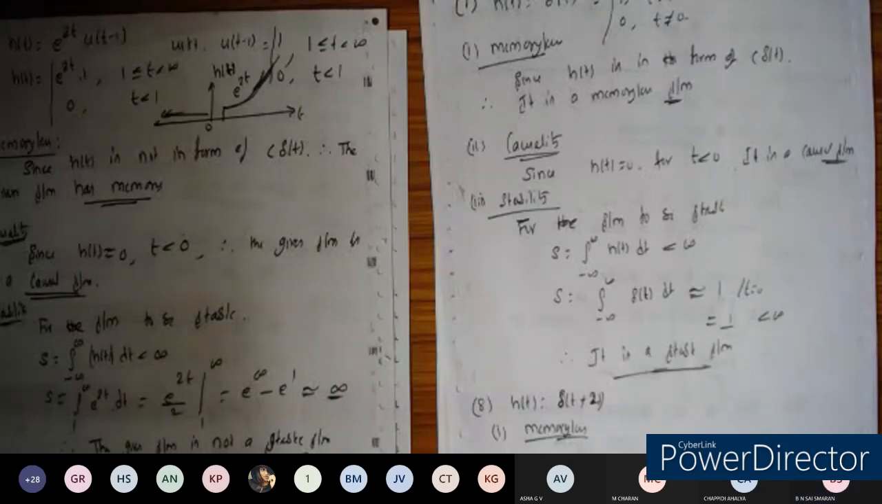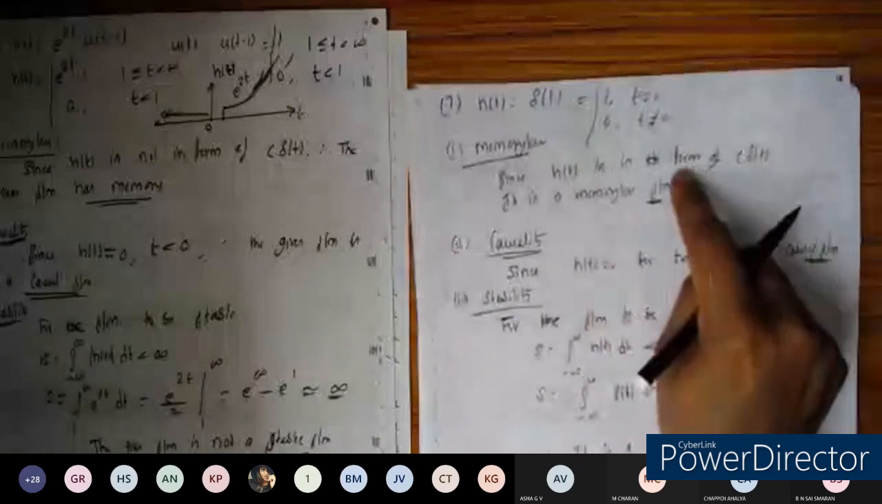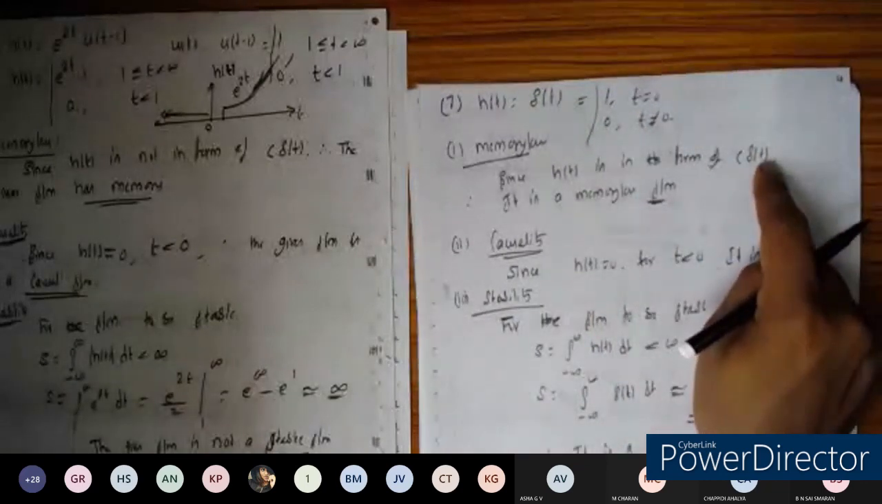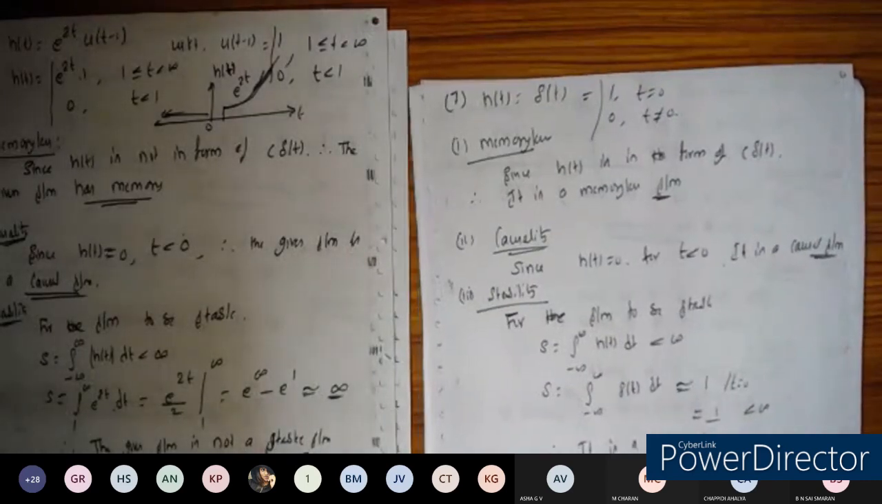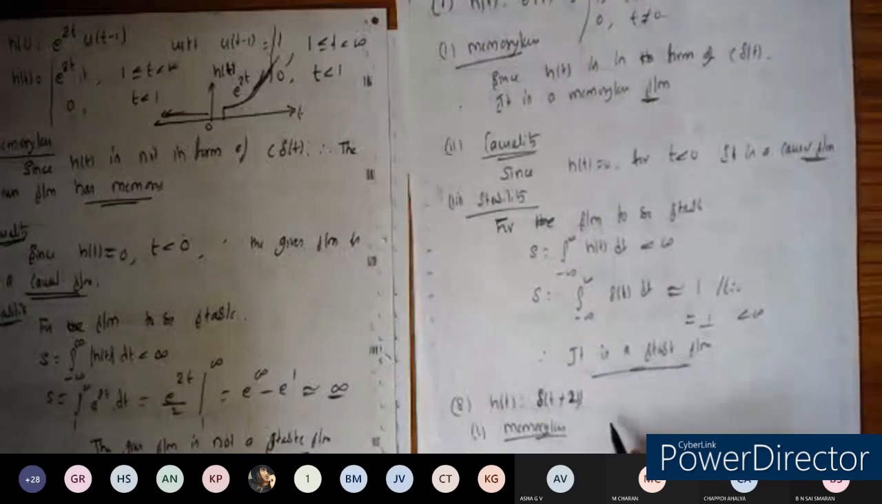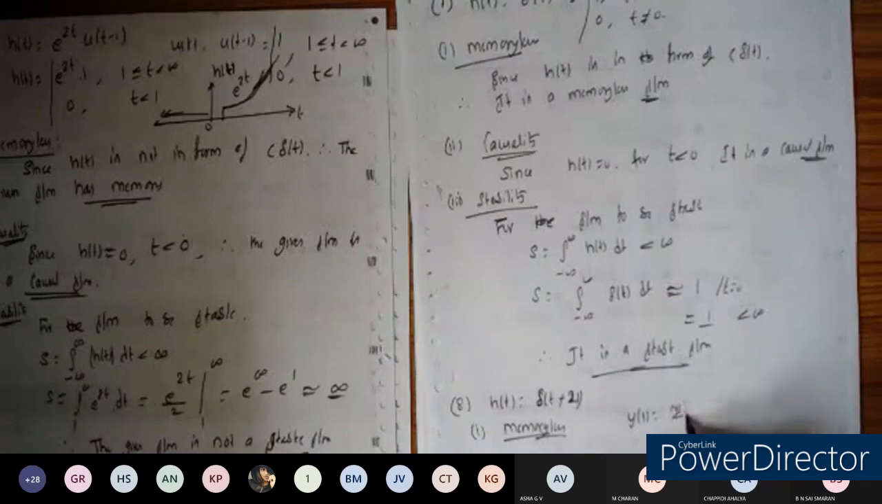Let us prove this one here. It's very simple. For the memoryless system, the condition is that h of t should take the form c into delta of t only. Since delta of t plus 2 is there, I don't know whether it's memory or memoryless. So let me take the convolution: y of t is equal to x of t convolution with delta of t plus 2, which will become x of t plus 2.